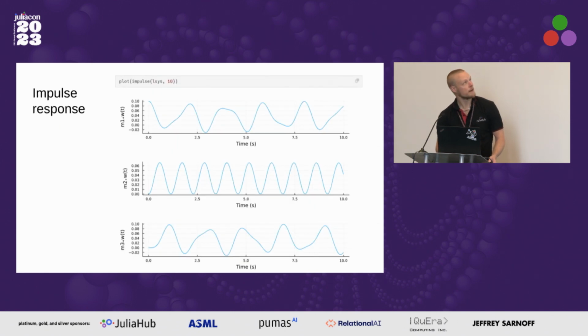We can also ask what happens if I hit this system with a hammer. So I compute an impulse response. And an impulse response is an infinitely large input force for an infinitely short time. And then the system will swing like this, the 3 different masses.